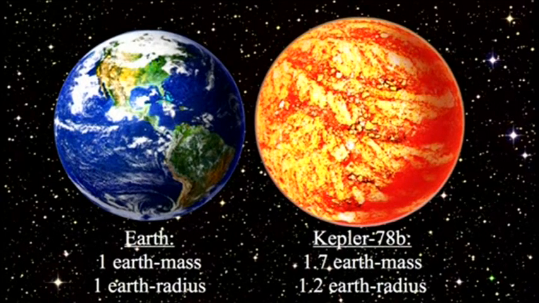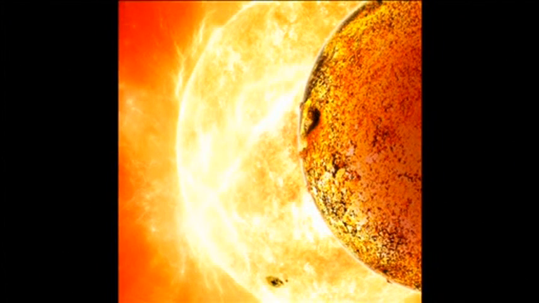1 light year is the distance light moving at 186,282 miles per second travels in a year, or about 6 trillion miles.